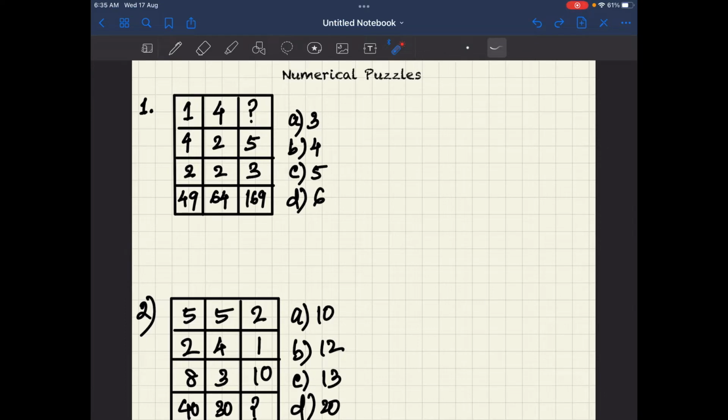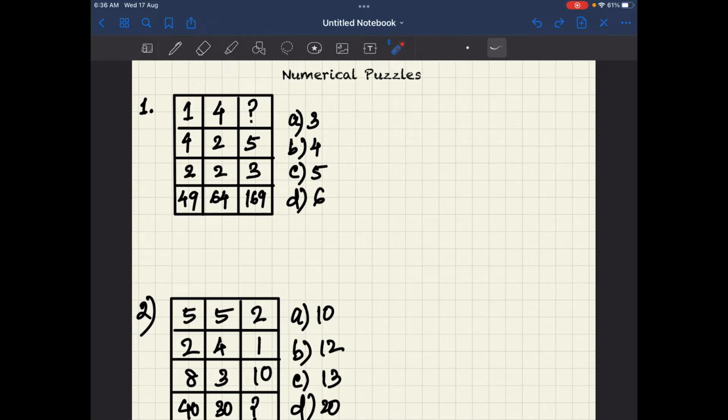Today we'll be learning different numerical puzzles. So how to solve a numerical puzzle? You have to always see what pattern it follows. Like here it is 1 4 2 49, 4 2 2 64, 5 3 169. By looking into the question, we can see that something is happening between these first three, so that the resultant row is getting affected. So you have to see the operations it follows.